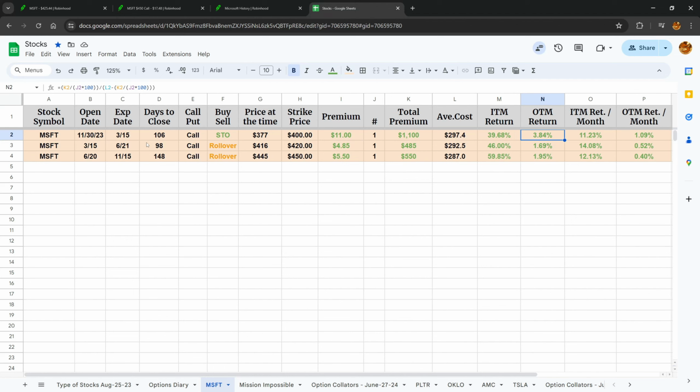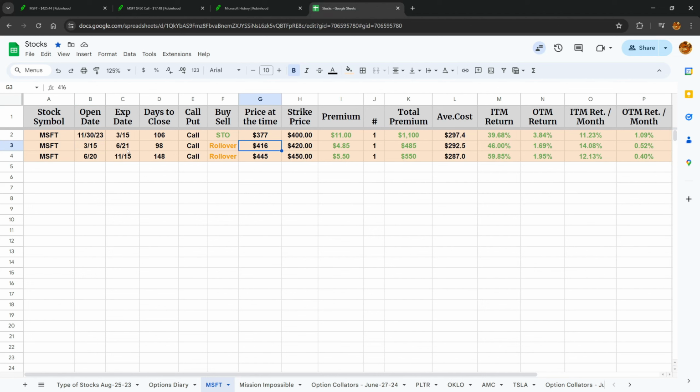Since I'm a big believer in Microsoft, I didn't really want it to get assigned on me. So on March 15, on the expiration date of the first covered call that I sold, the price was 416, well deep into the money. But here is where the rollover comes in, playing with the extrinsic value versus the intrinsic value. So this contract at that point has about $16 extrinsic value per share, or $1,600.